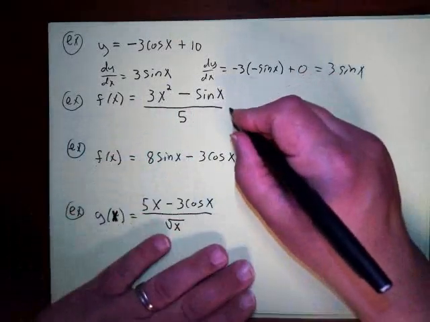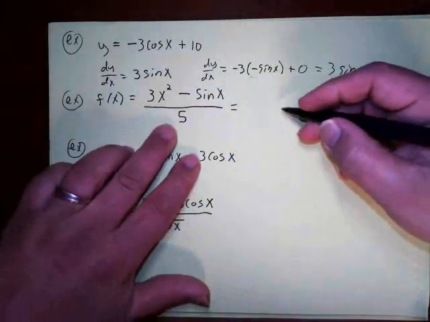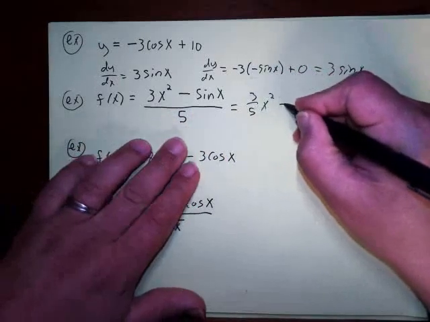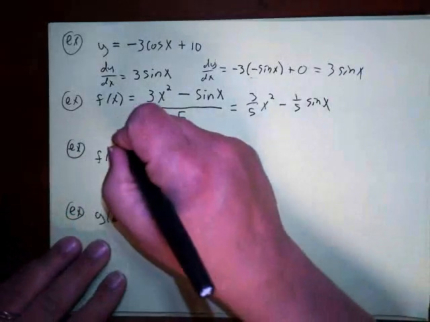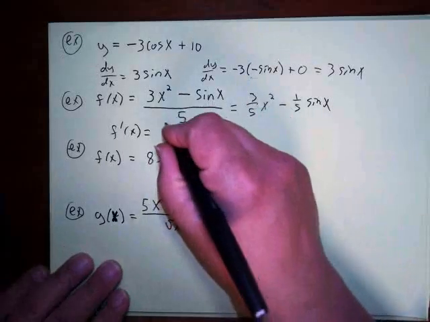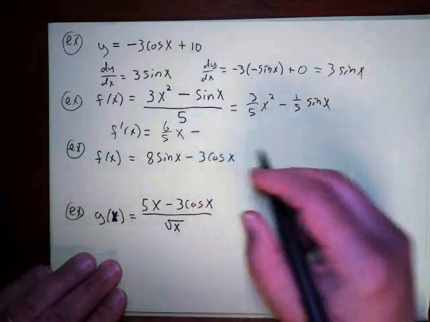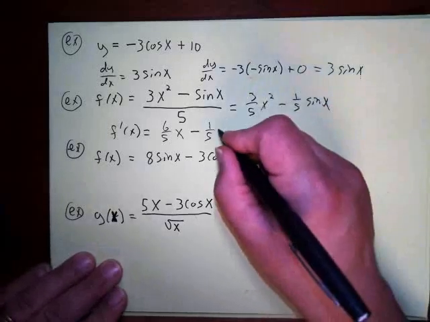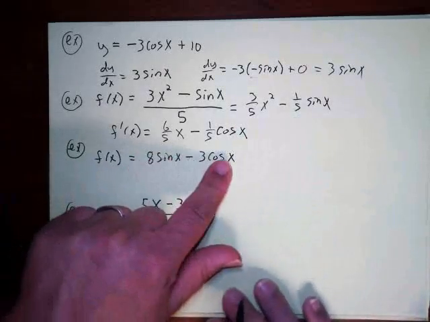Okay, so what about this one here? Well, first of all, we could split this up over a common denominator. This would be like 3/5 x squared minus 1/5 sine of x. Okay, and then f prime of x, I could do the power rule, bring the 2 down, and I would get 6/5 x, and then minus 1/5, that's just constant multiple rule, times the sine of x, and the derivative of the sine of x is just cosine x. So it looks like I would get that.